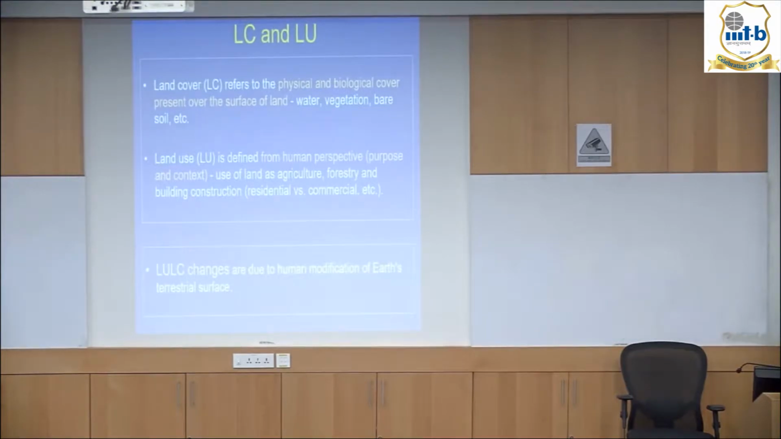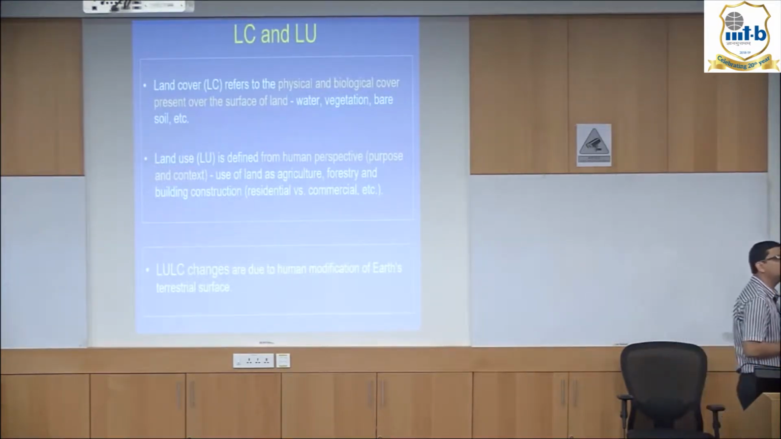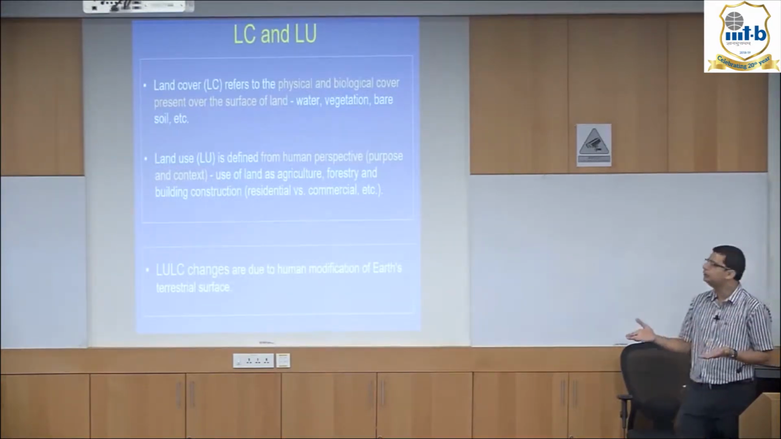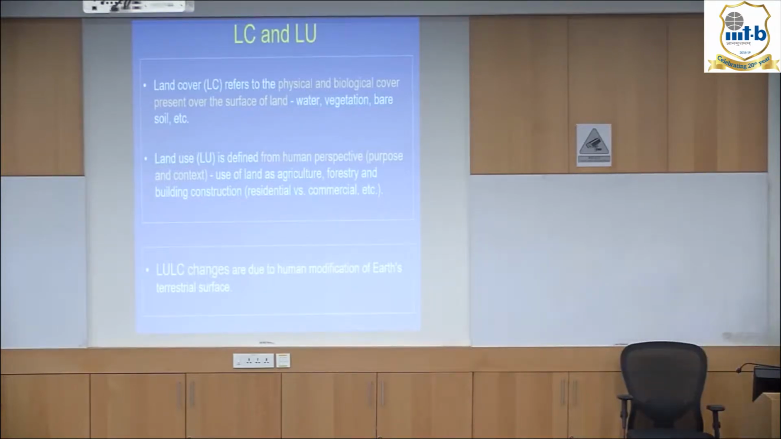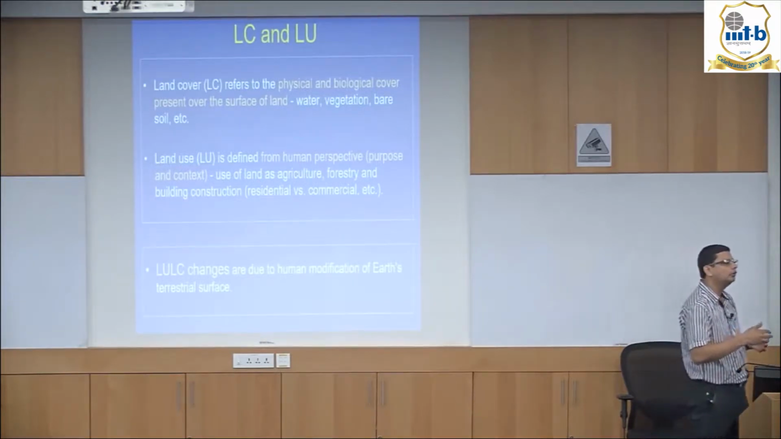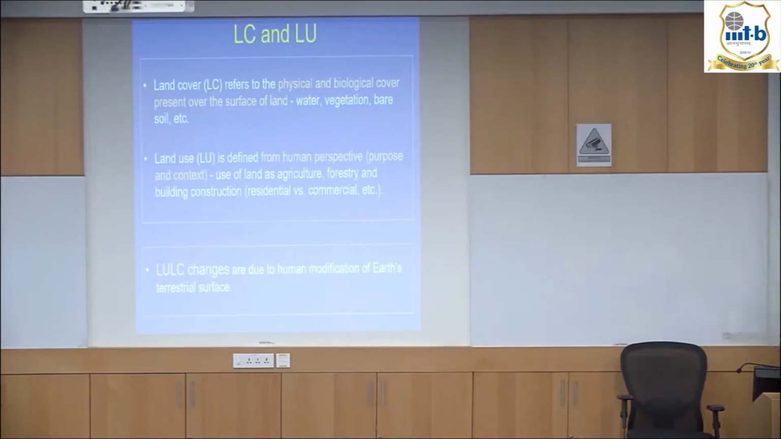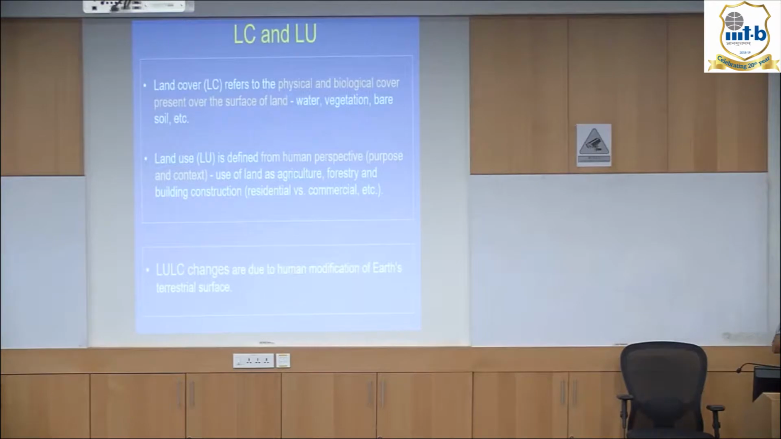So let me introduce you to the terms land cover and land use. Land cover refers to the physical or biological cover present on the surface of the land, for example, whatever you see as water, vegetation, bare soil, etc., whereas land use specifically refers to the human context. How do humans utilize the land? For example, building construction, that may be either residential or commercial, etc. How do you utilize the given land cover?